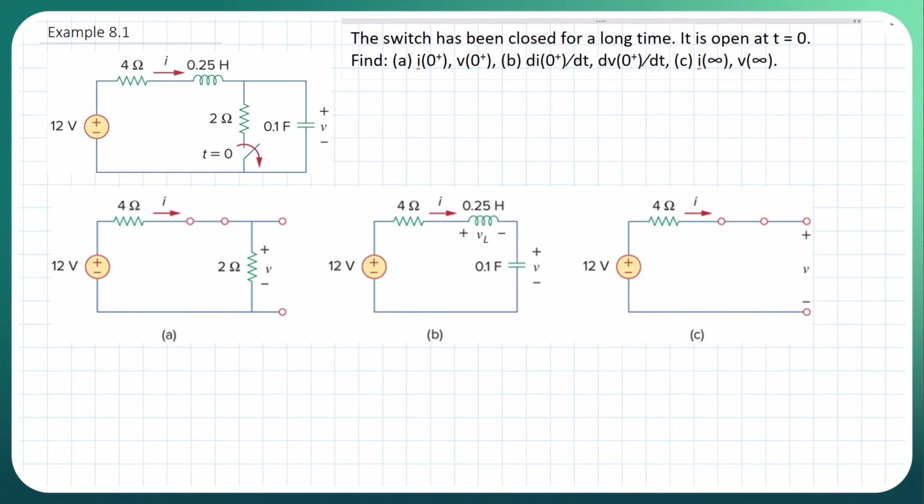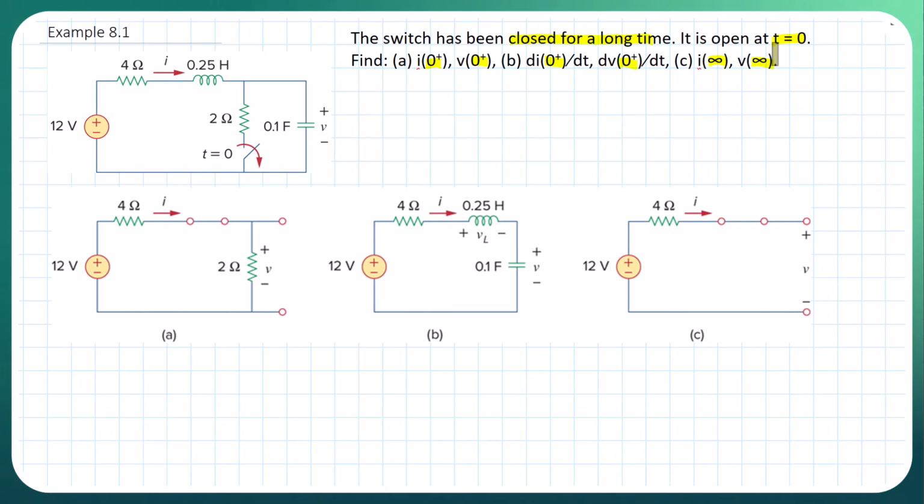Let's take a look at this example here. We have this RLC circuit with a switch that has been closed for a long time, and it's going to be open at t equals 0, and we want to find the initial conditions. So right after the switch is opened, here the current and the voltage. We'll look at the change in the current, the change in the voltage, and we want to look at the final as time approaches infinity.